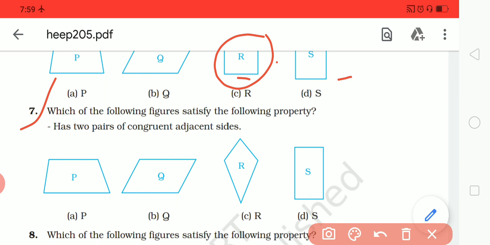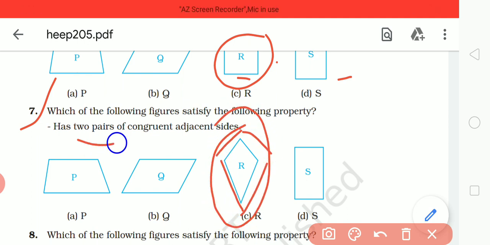So question number 7, which of the following figures satisfy the property has two pairs of congruent adjacent sides? Okay, adjacent sides are congruent means same shape and sides. This is the same figure because these are two adjacent, these are two adjacent, so two pairs we have to find out. So this is the C option.